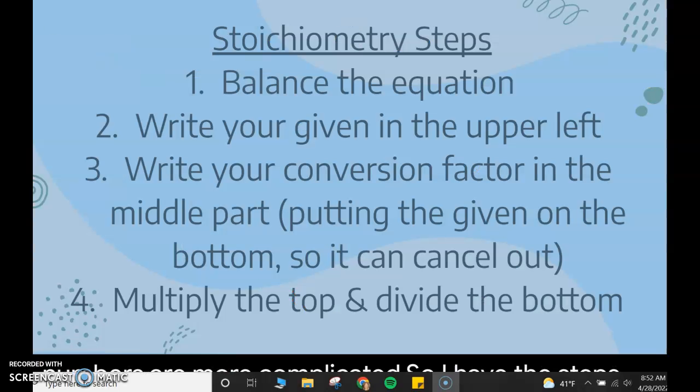So I have the steps already for you on the page, but the first thing you have to do is make sure your equation is balanced, or else you won't know which coefficients to put in your conversion factor. And then you always start with your given. Your conversion factor goes on the second part with the given on the bottom, so it cancels, and the wanted on top. And same thing as before, you just multiply the top and divide the bottom.